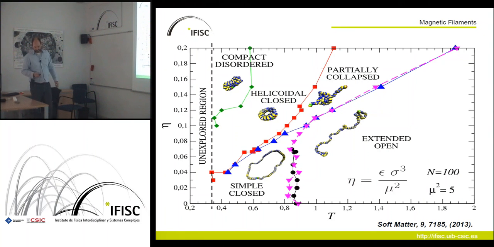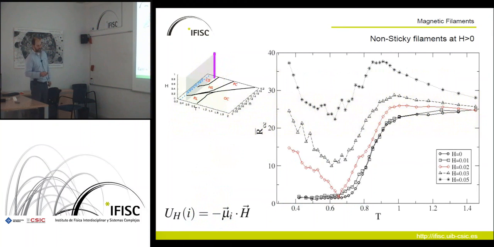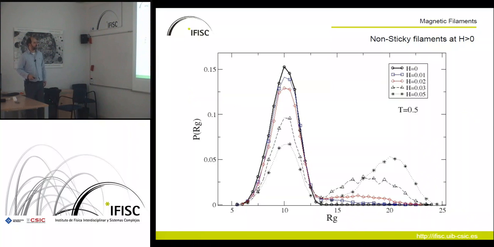So now we apply a magnetic field to see what happens when a magnetic field is applied. If the field is small, for instance 0.01, basically you have the same behavior as at zero field. But when you increase the field, for instance to 0.02, you start to notice that the chain, on average, seems to open, so the end-to-end distance increases again. What is happening here is a little more complex than just chains opening. In fact, what you get is a kind of bistable phase, in which here I can show you.